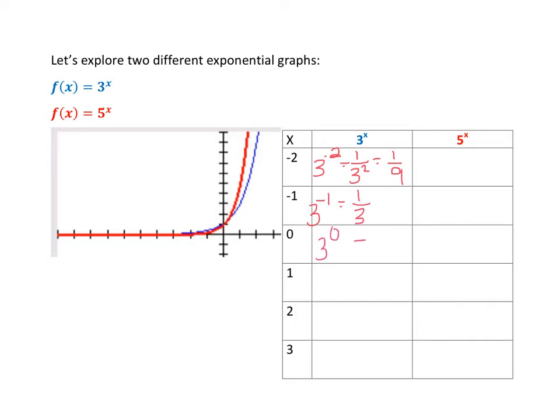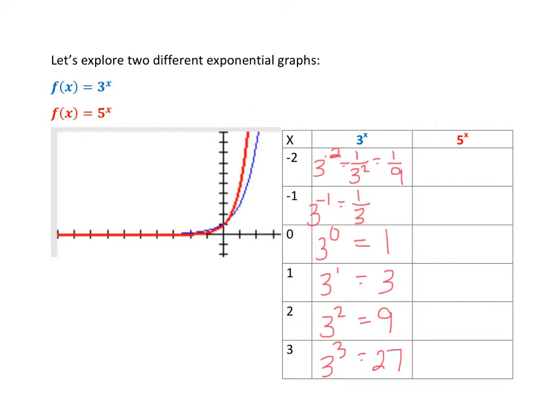3 to the 0 is 1, anything to the 0 power always equals 1. 3 to the first power equals 3. 3 to the second power, 9. And 3 cubed is 27. What I want you to see here is as my numbers are getting larger, they're getting large very fast, thus increasing exponentially. But going the other way, it's the denominator that's changing: 1/3, 1/9, 1/27, and so on. It's not actually ever going to get to 0. That fraction is going to be getting closer and closer to 0.